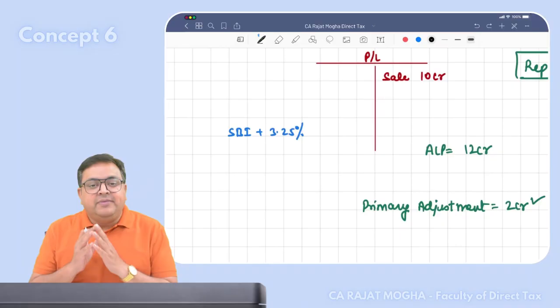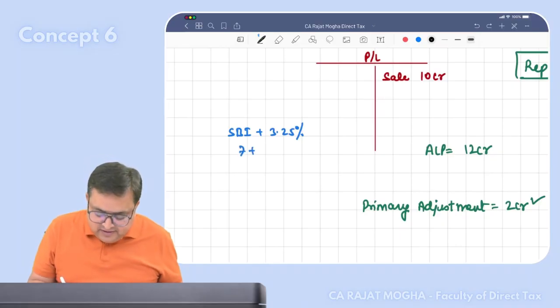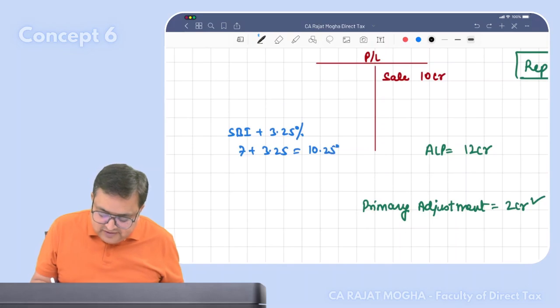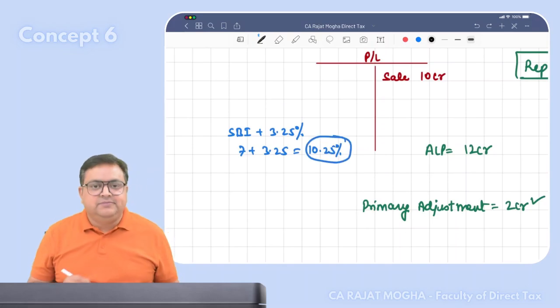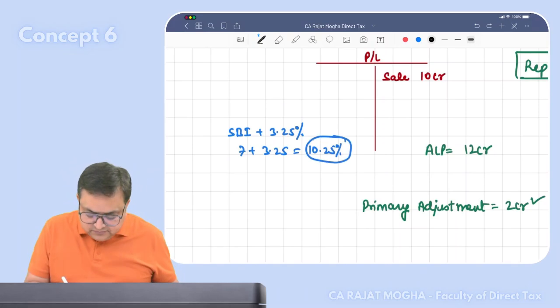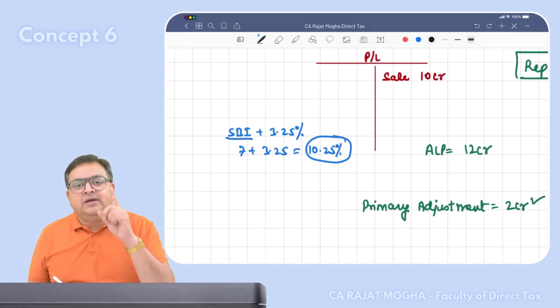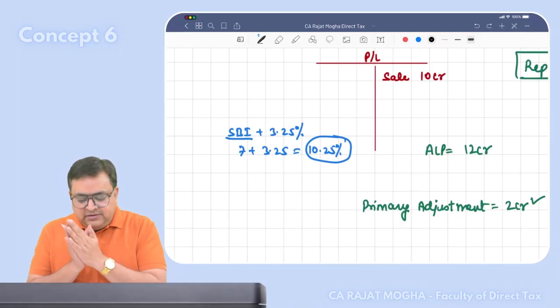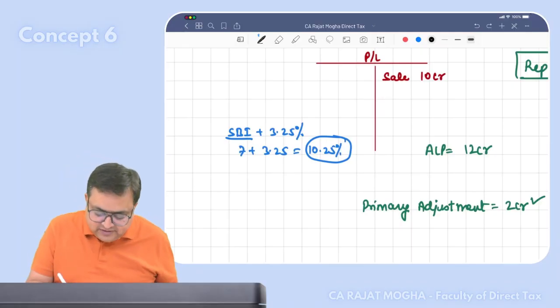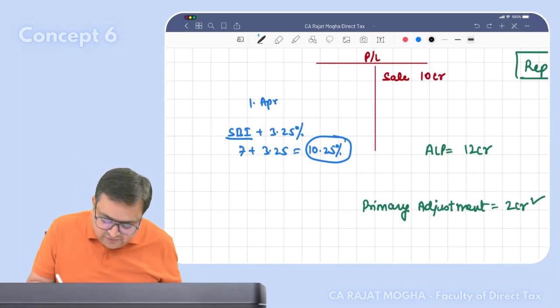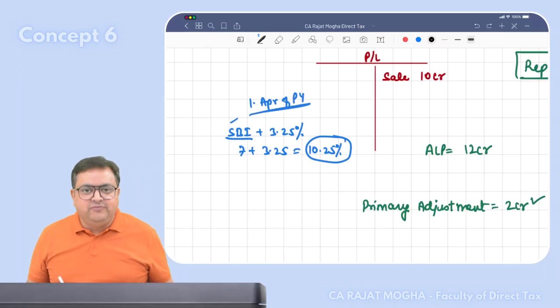So let's say, for example, the SBI lending rate is 7%. So 7 plus 3.25% is what? 10.25% would be the rate of interest per annum. Got it? Sir, which date's SBI rate do we have to take? We have to take the 1st of April of the previous year. The SBI lending rate on 1st April of the previous year, plus 3.25%, right?